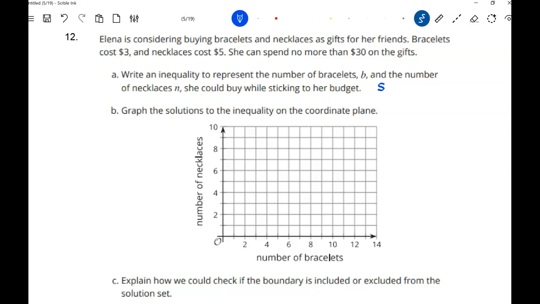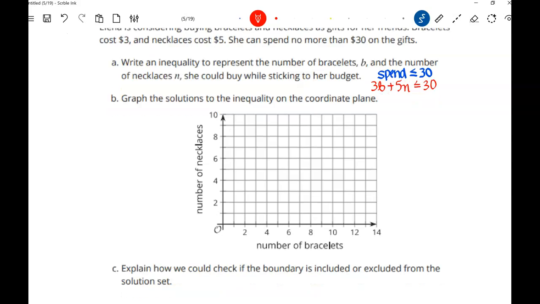So it says she can spend no more than $30 on the gifts. That means she can spend $30 or less. So the amount she spends has to be less than or equal to 30. The way she's going to spend that is $3 per bracelet plus $5 per necklace. That has to be less than or equal to $30. So that's the answer for part A.